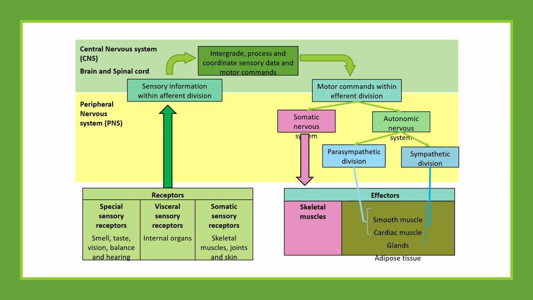And then the somatic sensory receptors were, of course, associated with the skeletal muscles, joints, and skin. So those were the receptors. They had to go through the peripheral nervous system to get to the central nervous system. And in the central nervous system, it was integrated, processed, and coordinated to determine what the motor command was going to be. And then going down the other side, you see the motor command.